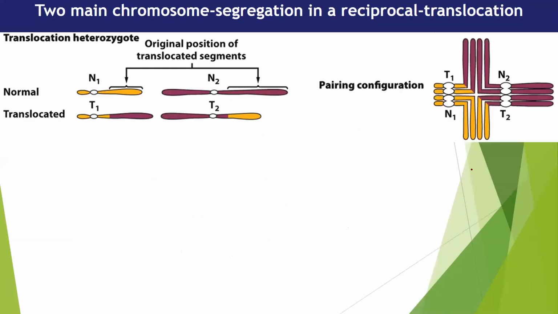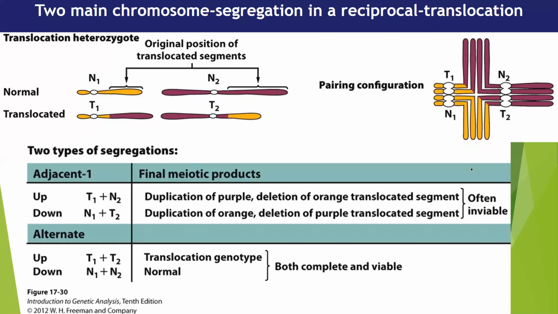Okay, so let's see. This is a little bit complicated. So when we have a reciprocal translocation, for example, the normal standard chromosomes are like this. This is normal 1, normal 2, two chromosomes, right? And if there's a reciprocal translocation between these two chromosomes, you see the color change, right? And this will be the resultant translocation. So T1 means translocation chromosome 1, and this is translocation chromosome 2, so T2.